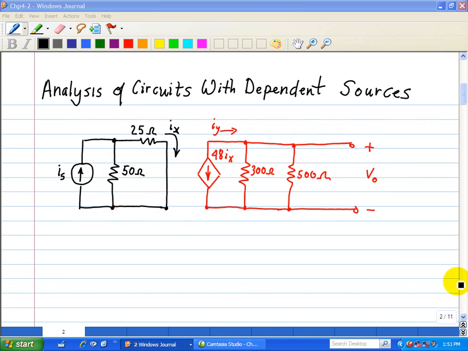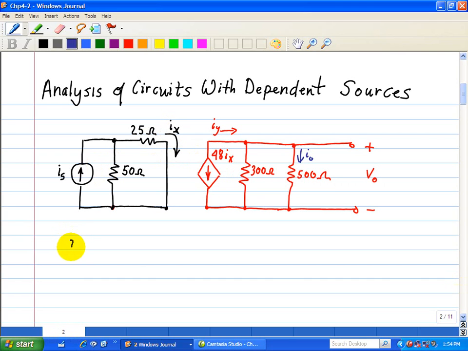In our first example, in terms of analyzing circuits with dependent sources, here we are given an independent current source which is controlling our output circuit here containing a dependent current source, and what we want to do here is find the current, voltage, and power delivered to this 500 ohm output load. So we see here our dependent current source is controlled by Ix, so we need to solve for that, and we can use current division.